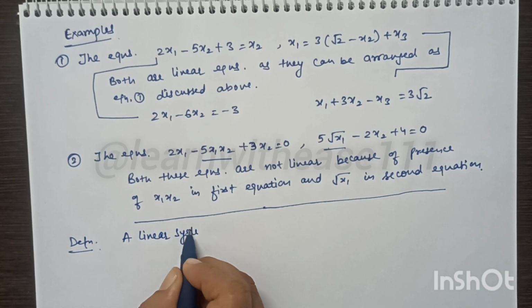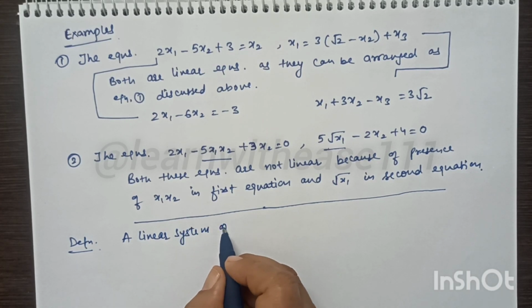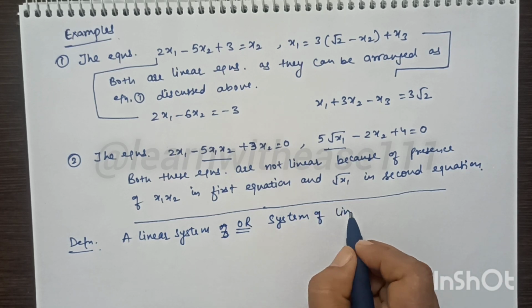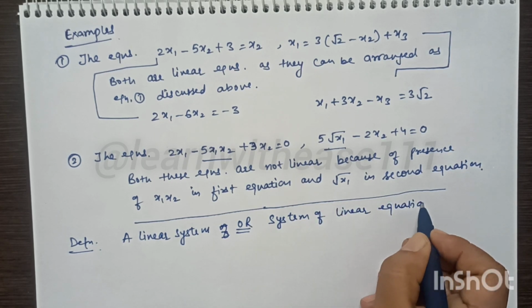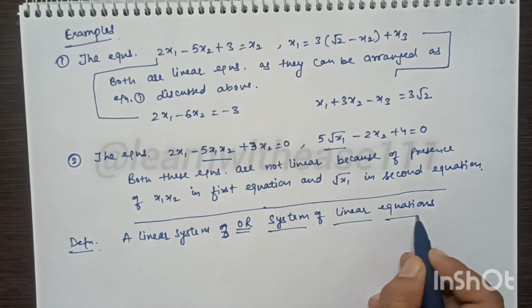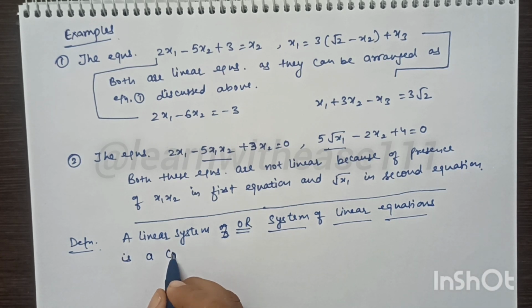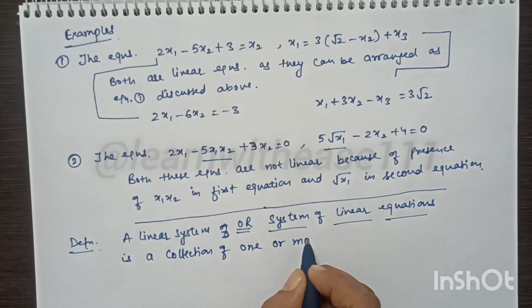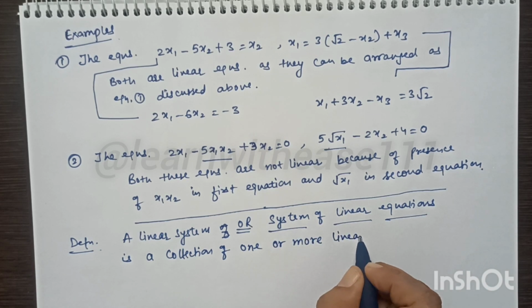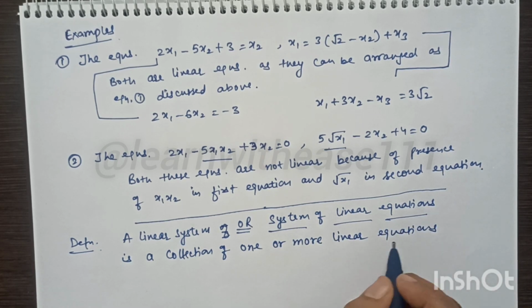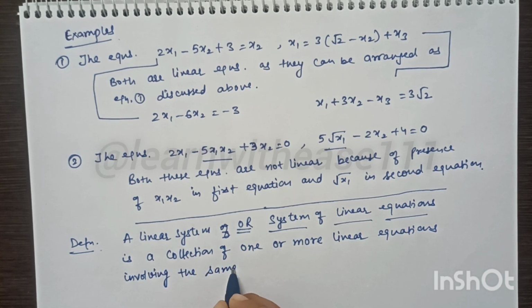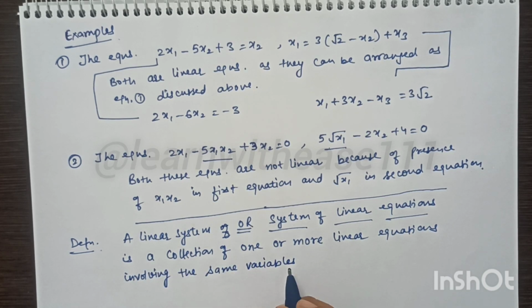So the next definition is system of linear equations. A linear system or system of linear equations is a collection of one or more linear equations involving the same variables. एक या एक से ज़्यादा लीनियर इक्वेशंस को अगर आप देखते हैं सेम वेरिएबल्स पे तो उसको सिस्टम ऑफ लीनियर इक्वेशंस कहा जाएगा.